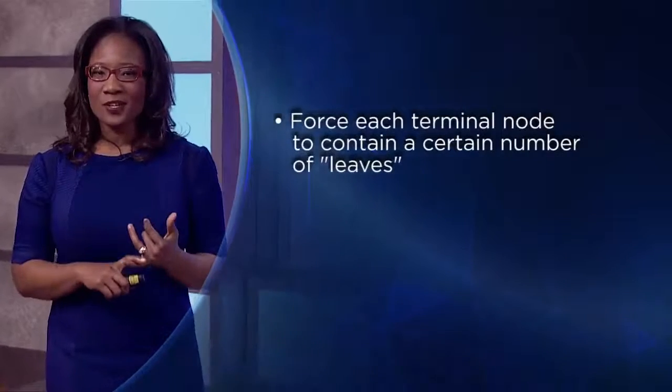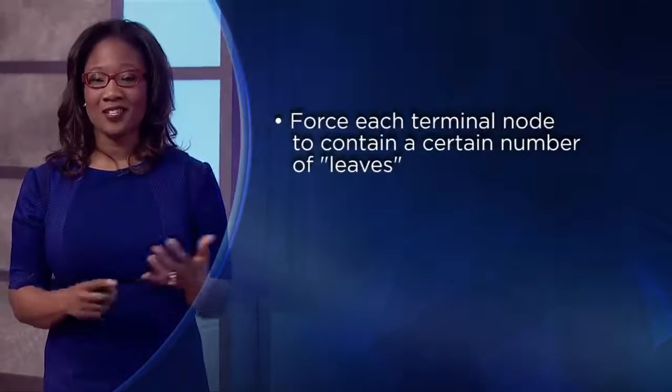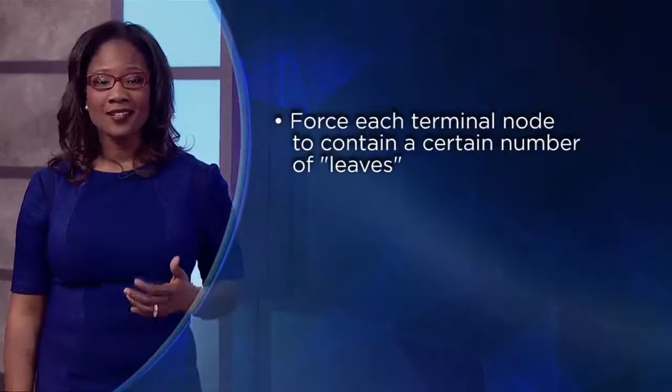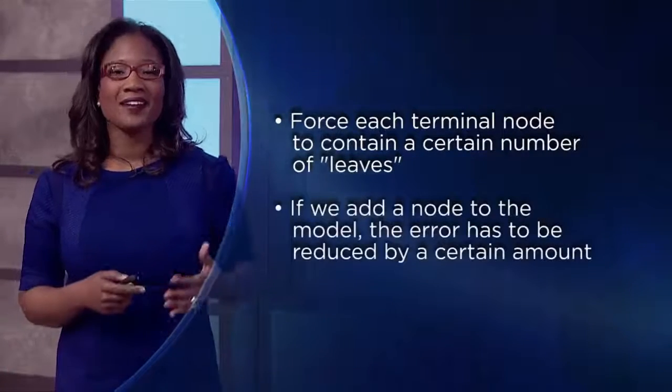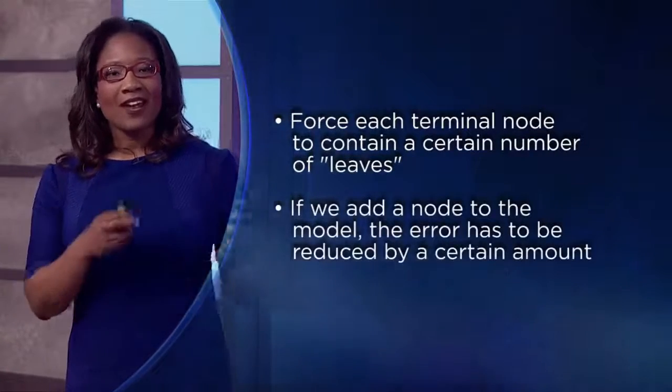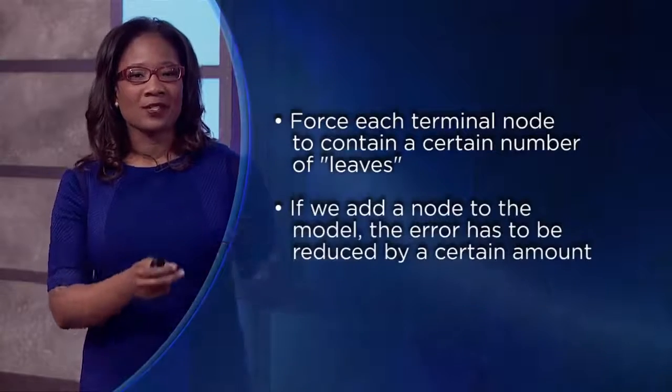All right, so one question is, why did our tree stop at 6 terminal nodes? Well, in R, the tree function actually limits your tree growth in a couple of ways. Either it's going to force each terminal node to contain a certain number of observations in it, or if we add a node to the model, then our error has to be reduced by a certain amount. Now, there are default values in the tree that determine those stopping rules, and they're associated with having few remaining samples or splits that add information to the model.